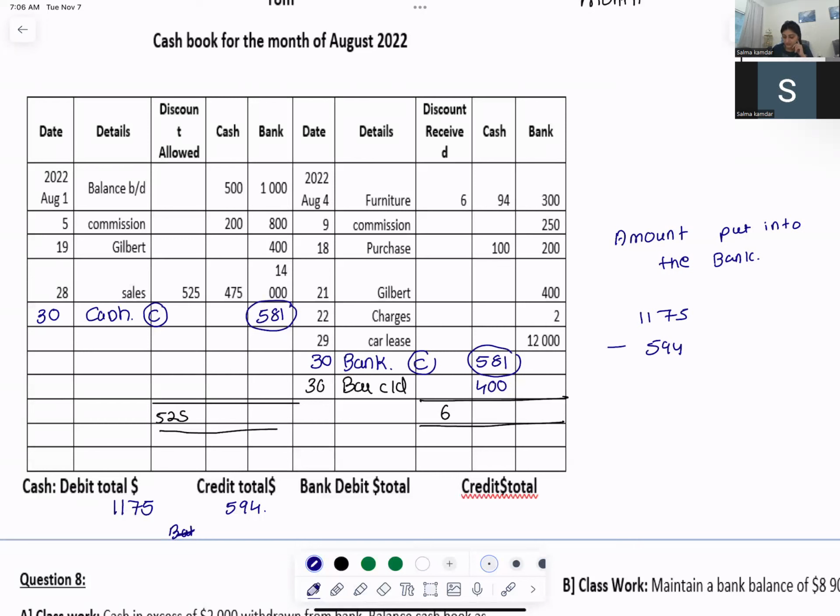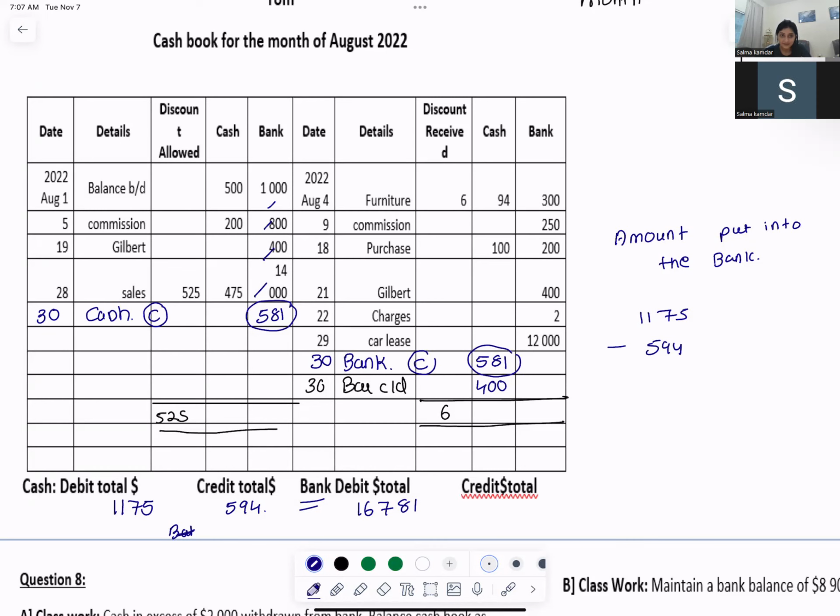After you do this adjustment, you will close the bank account normally. What is the total of your bank account? The debit total is 1,800 plus 400 plus 14,000 plus 581. So the total of your debit side of the bank is 16,781.